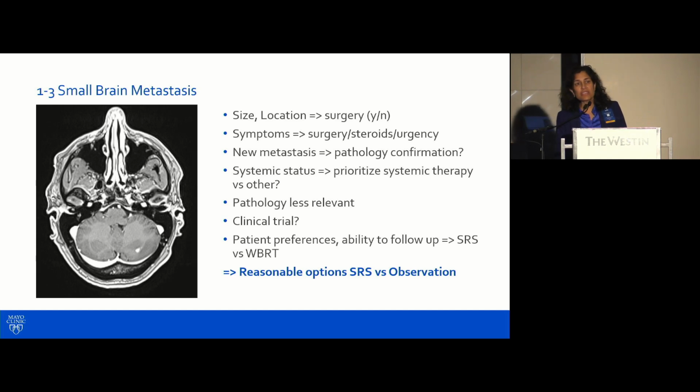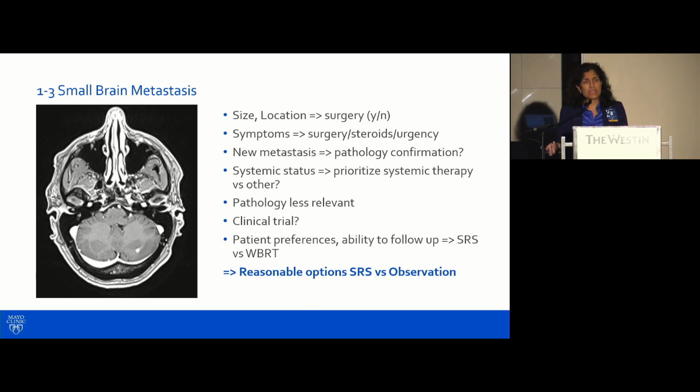So the easier ones, 1 to 3 small brain metastases. This is the way I approach it, bullet by bullet. I think of the size, the location. Can you do surgery? Yes or no? Why would you want to do surgery? Is it for mass effect, remove the tumor, or establish diagnosis? You think about the symptoms, the urgency of it, the need for steroids.